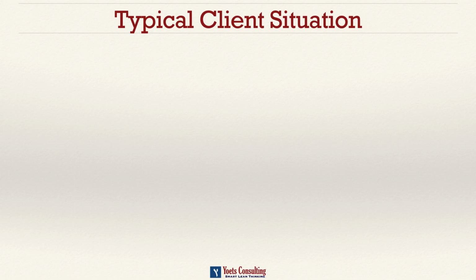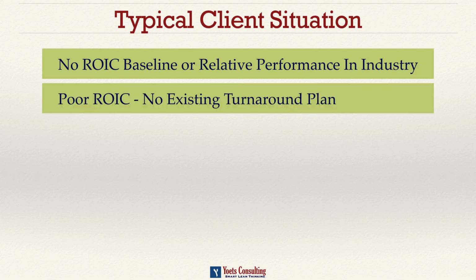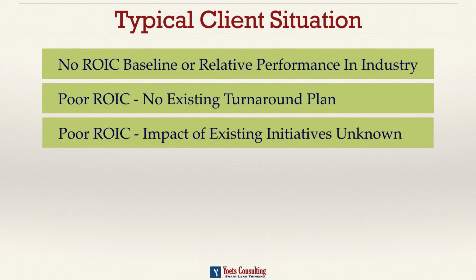So these are the typical client situations in which we help our clients to improve their ROIC. First thing is that they have no ROIC baseline, or they don't know their relative performance in the industry. Secondly, their ROIC is poor and they don't have an existing turnaround plan. And another scenario is where they have poor ROIC, and they have some initiatives, some projects, planned or underway, but they do not really know what the real impact of those projects on the ROIC is.